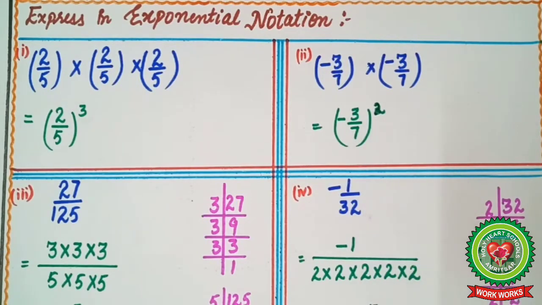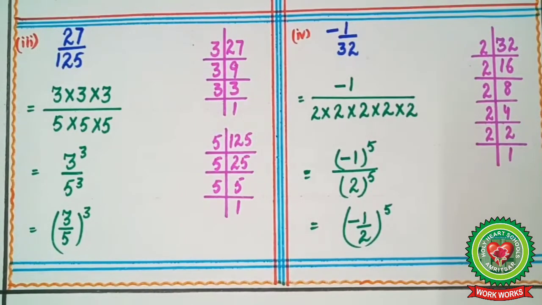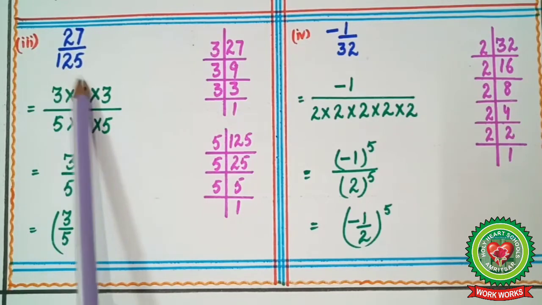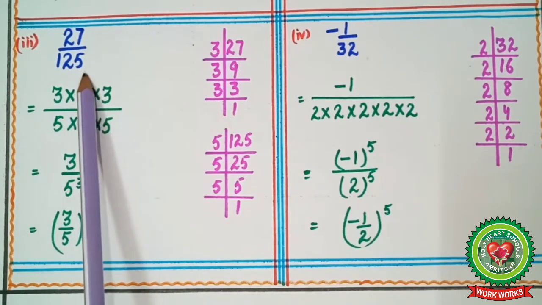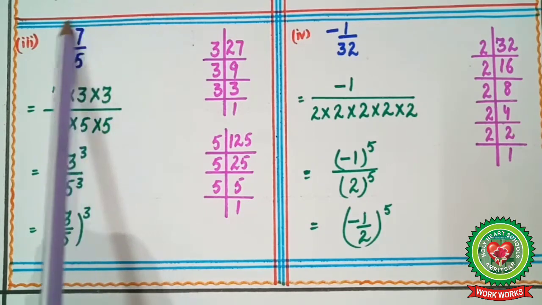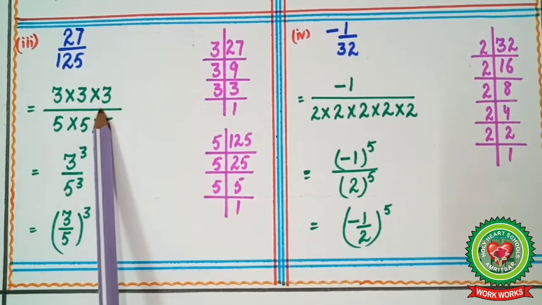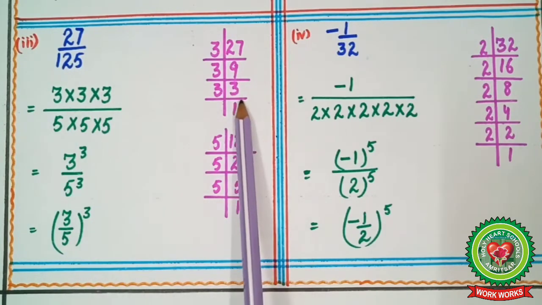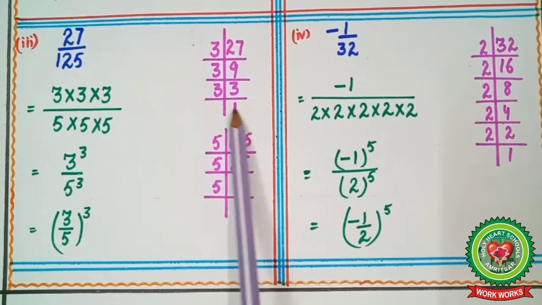Now, we will move to the next example, that is example number 3. Now student, you can have a question like this, 27 upon 125. So you have to write it in the exponential form. First of all, you have to convert this number into its product form, that means you have to find the factors for 27. You will find the factors with the help of LCM.